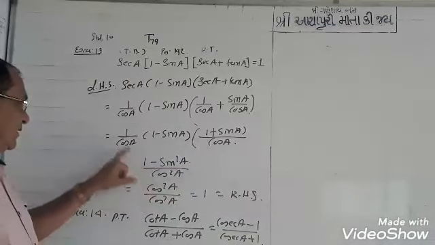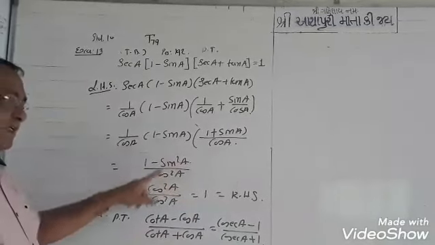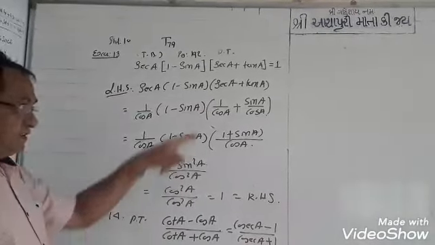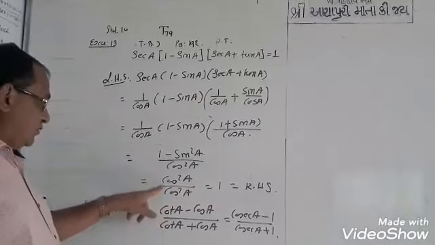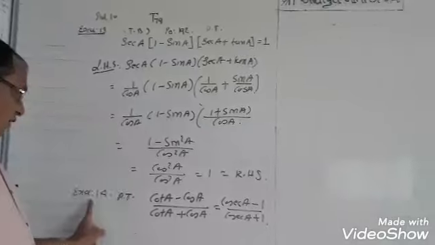1 minus sin square A, cos A into cos A, cos square A. 1 minus sin square A is equal to cos square A. Yesterday we have seen it. Cos square A upon cos square A is equal to 1, which is equal to the right hand side.